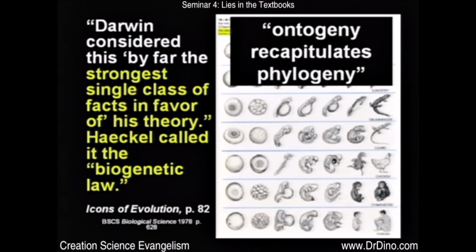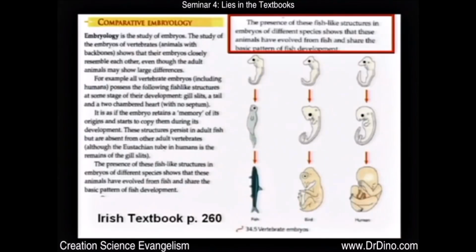Wow, what's all that mean? Well, ontogeny is the growth of the baby. It goes through stages, okay? Recapitulates means it reenacts or does over again. Phylogeny is the evolutionary sequence. This Irish textbook says, the presence of fish-like structures in embryos of different species shows these animals have evolved from fish and share the basic pattern of fish development. It's as if the embryo retains a memory of its origins and starts to copy them during its development. That's "ontogeny recapitulates phylogeny."